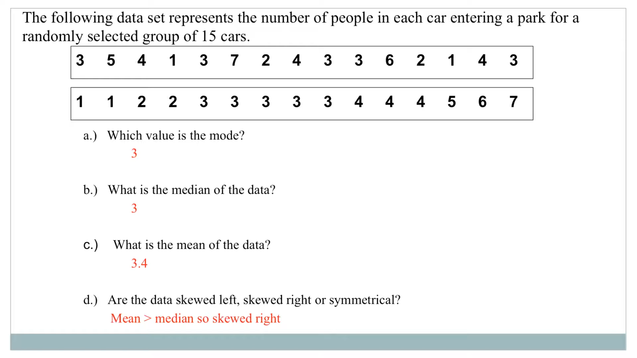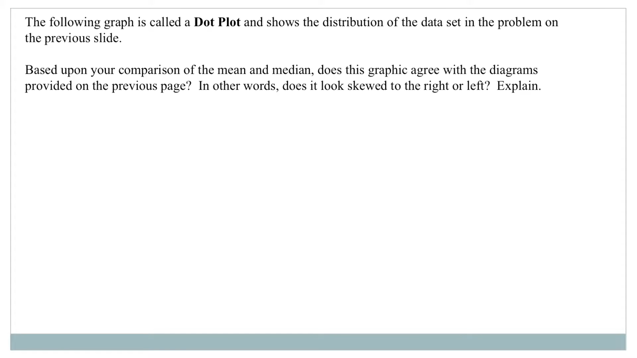When we go to this next slide here, though, we're going to see an extra way of visualizing our data that will help determine if it is indeed skewed right or symmetrical. So the following graph that we're going to look at is called a dot plot, and what it shows is the distribution of the data set from the previous slide.